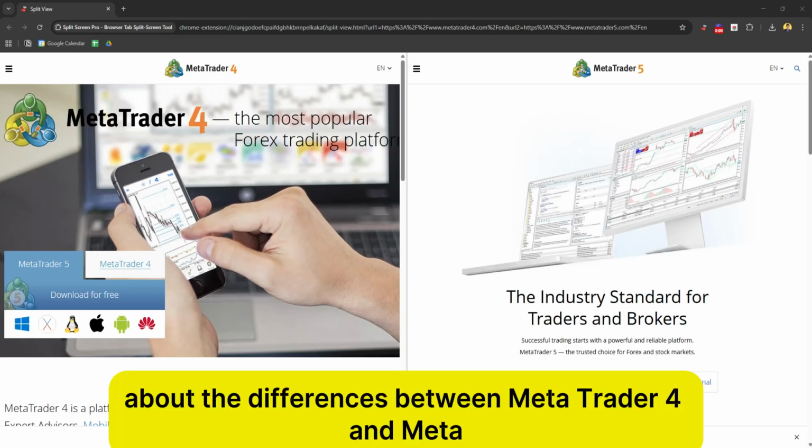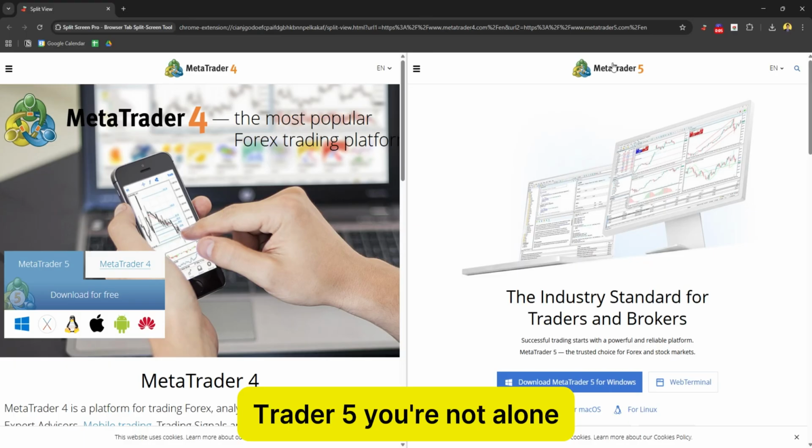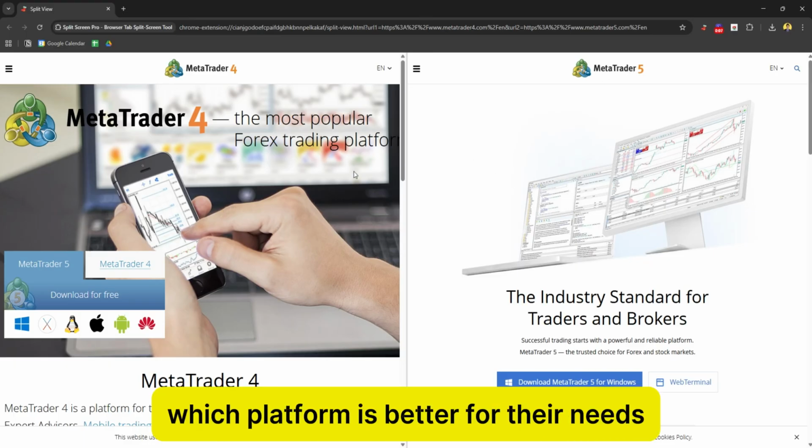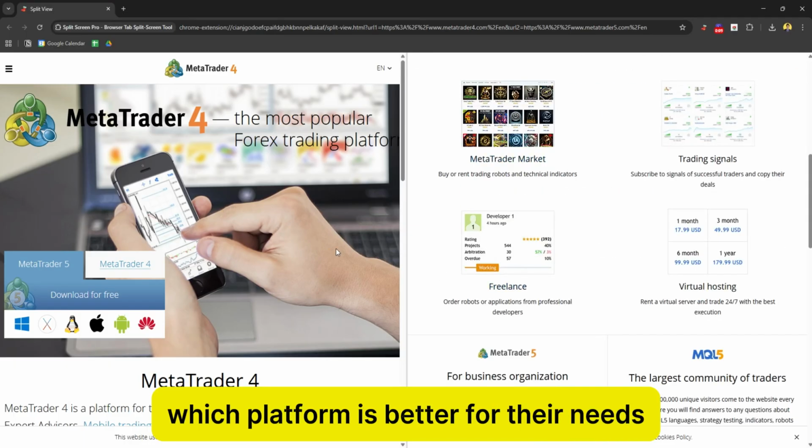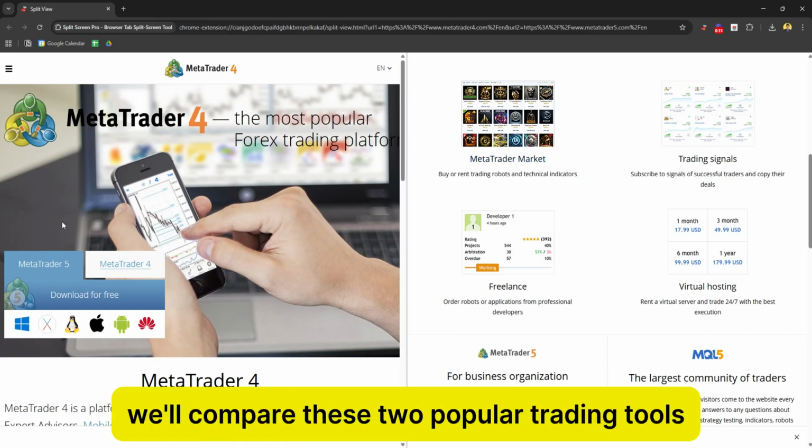Are you curious about the differences between MetaTrader 4 and MetaTrader 5? You are not alone. Many traders wonder which platform is better for their needs. In this video, we'll compare these two popular trading tools.